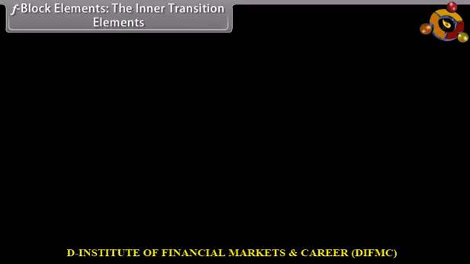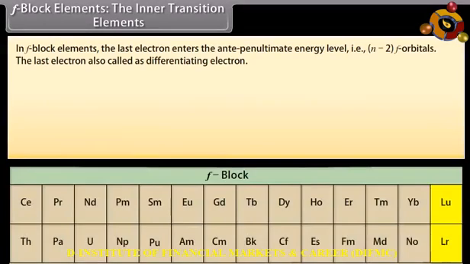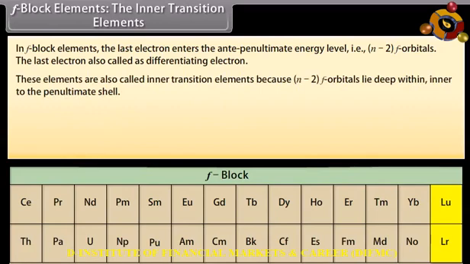F-block elements, the inner transition elements. In F-block elements, the last electron enters the antepenultimate energy level, that is, the (n-2) f orbitals, where n can be 6 or 7. The last electron is also called the differentiating electron. These elements are also called inner transition elements because (n-2) f orbitals lie deep within, inner to the penultimate shell.